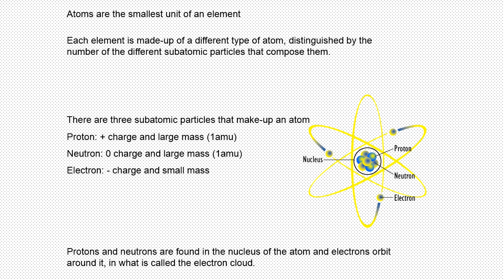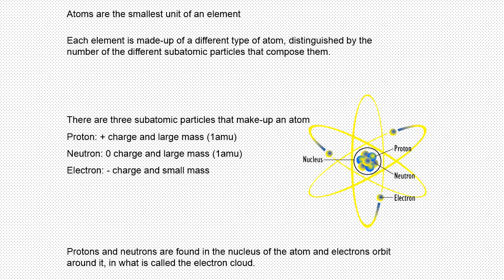Protons and neutrons are found in the center of the atom, and together are called the nucleus. The nucleus accounts for nearly all of the mass of the atom. Protons have a positive charge, and neutrons have a neutral charge, so the nucleus as a whole has a positive charge.